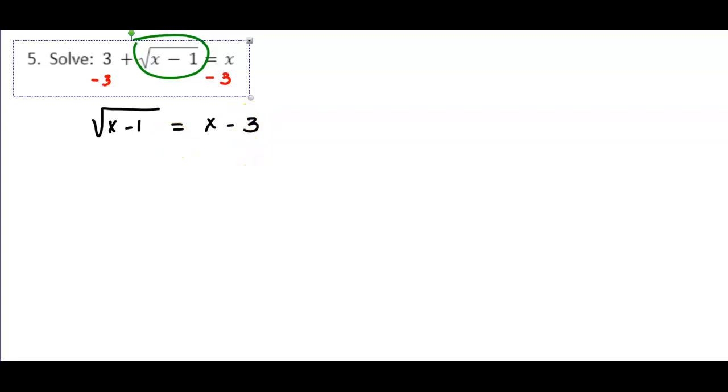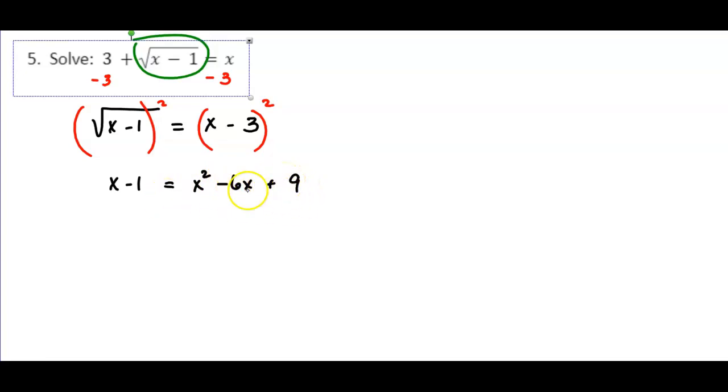Now I've got to undo the radical, so I'm going to square both sides. But remember, when I square a binomial, you have to expand it. So use the box method, whatever method that you like to multiply. When I square the left, the radical goes away and I have x minus 1 on the left. On the right, when I square x minus 3, I get x squared minus 6x plus 9.